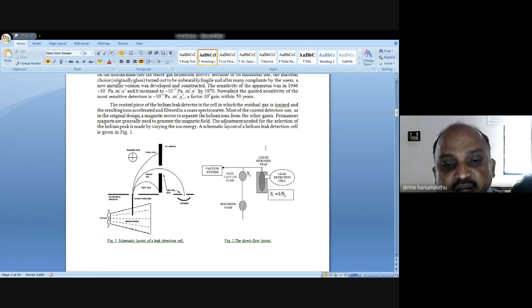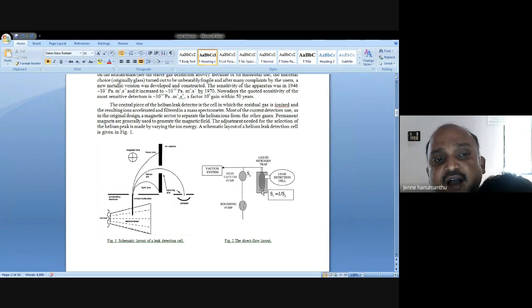So a nitrogen trap is provided. When the gas is entering here, we are providing a leak detection cell. One cell is provided. So what happens? This cell will detect the pressure and how leaky the gas is. It will tell us whether a leak is there, because the sensitivity is going to change. No leak means no change in the sensitivity.